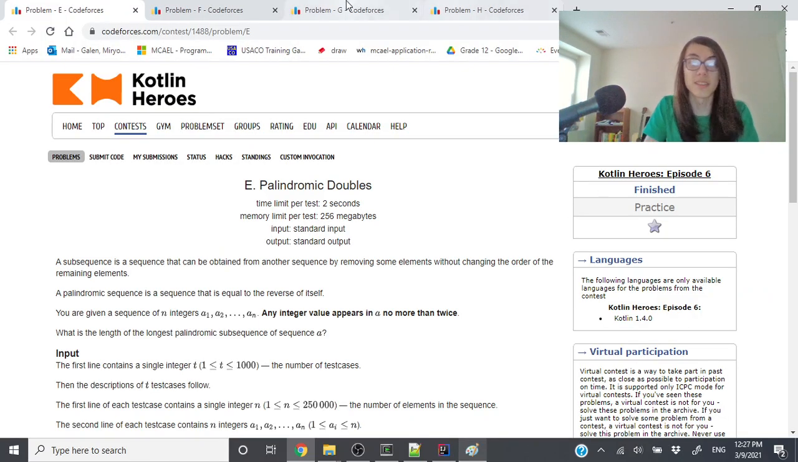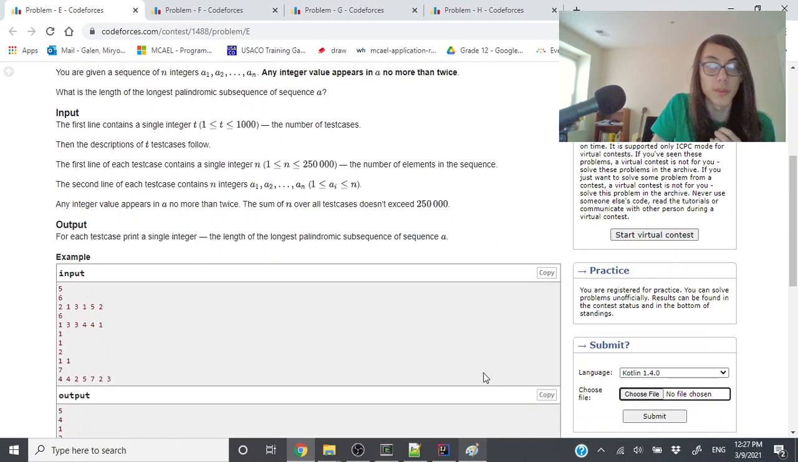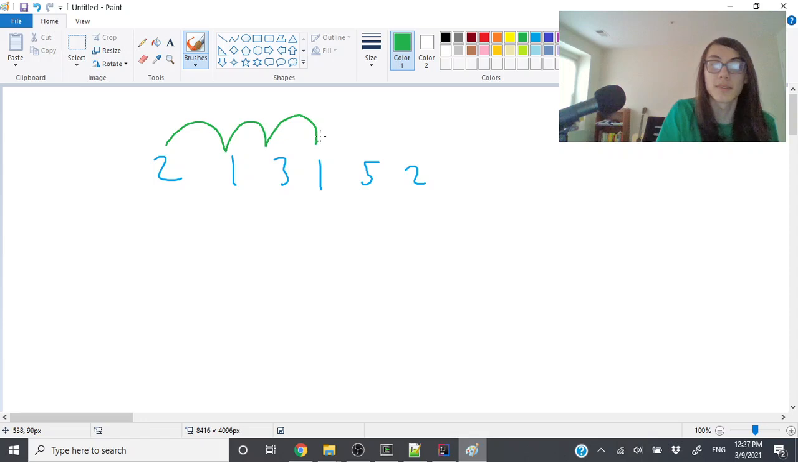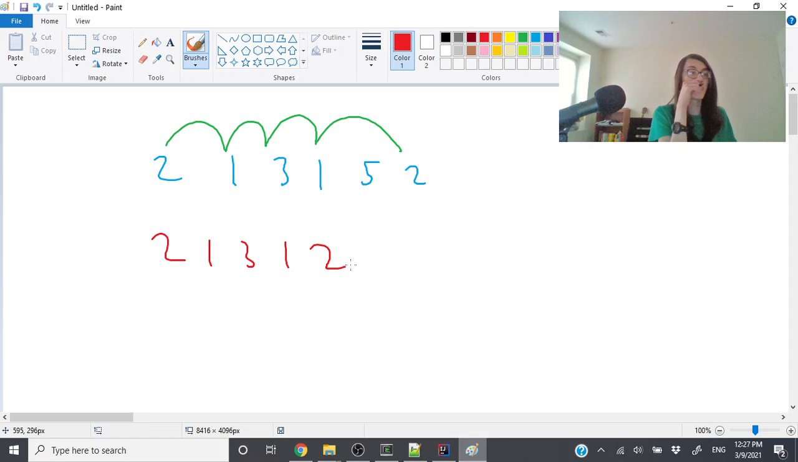Okay, now we get to the more convoluted ones. So we have E, which is, we have an array of values. Each value appears at most twice, which is an important constraint. Basically what we want to do is pick a palindromic subsequence. So for example, if we pick this, then we say this is going to be here, then the subsequence has to be a palindrome. We want to find the maximum length of a palindromic subsequence.